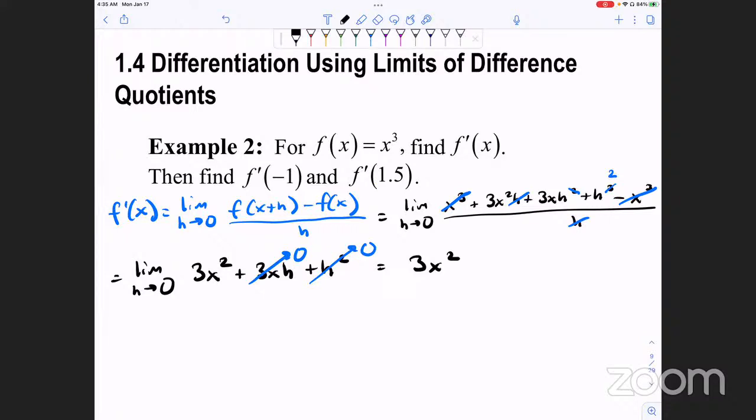So then we're asked to find f prime of 1. That's going to be basically 3 times 1 squared, which is 3. And then we're asked to find f prime of 1.5.